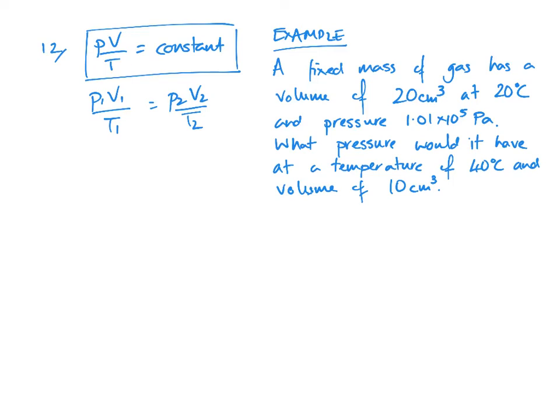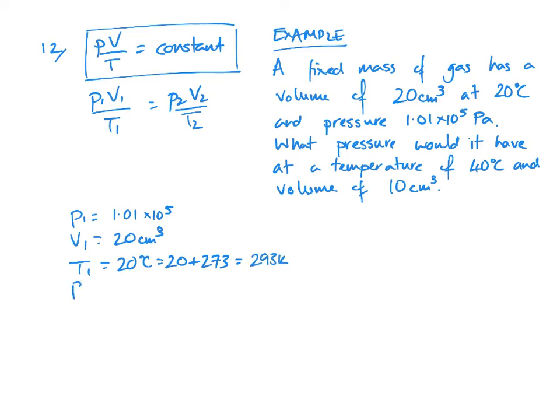So once again, just listing our variables, what we know. So P1, 1.01 times 10 to the 5. V1 is 20 cubic centimetres, so grouping all of that data that was together. T1 is 20 Celsius. And remember, I know we're doing this quite repeatedly just now, but show all your working. It's 293 Kelvin. P2 is what we're being asked. V2 is 10 cubic centimetres. T2, although it's 40 Celsius, it's the Kelvin temperature that matters.